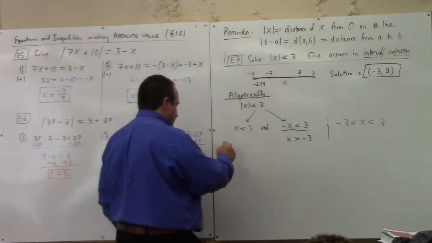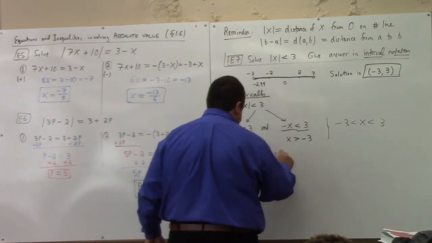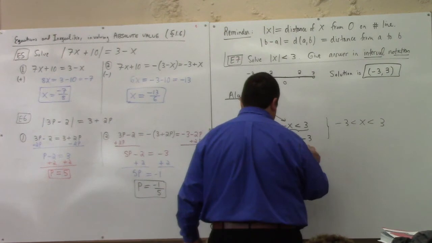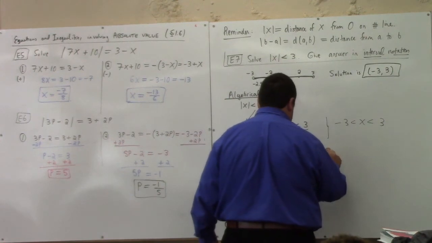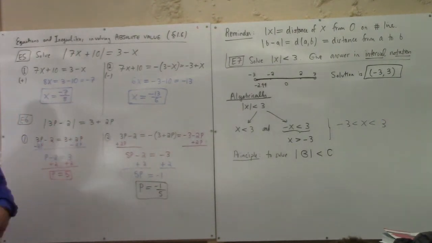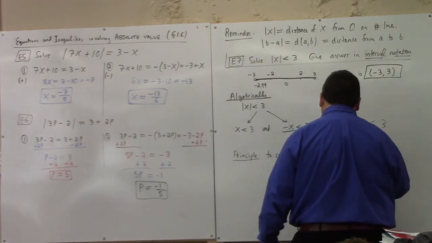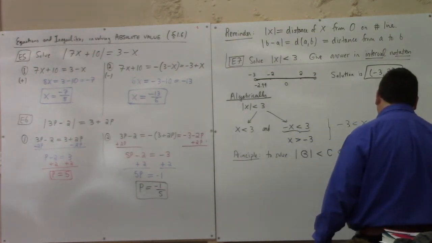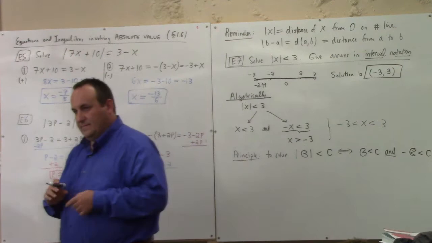So let me put a principle here. To solve the absolute value of, let's say Pac-Man is less than a number, let me call it C. If you're solving the absolute value of some expression, which I've called Pac-Man, less than C, it's the same as saying that Pac-Man is less than C and minus Pac-Man is less than C. So you need to solve both of those. It's an and.